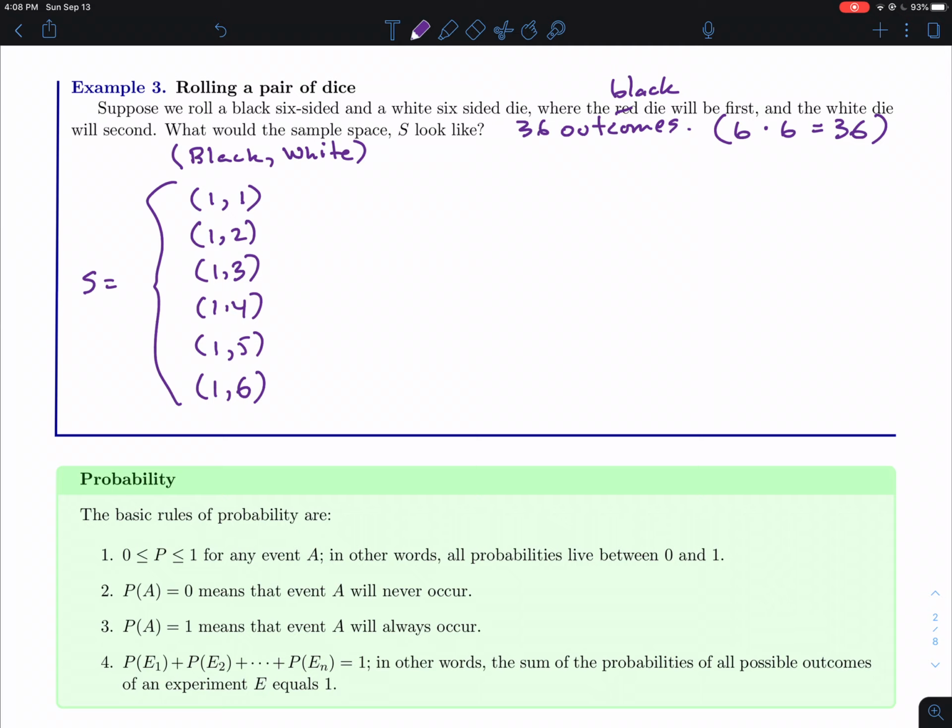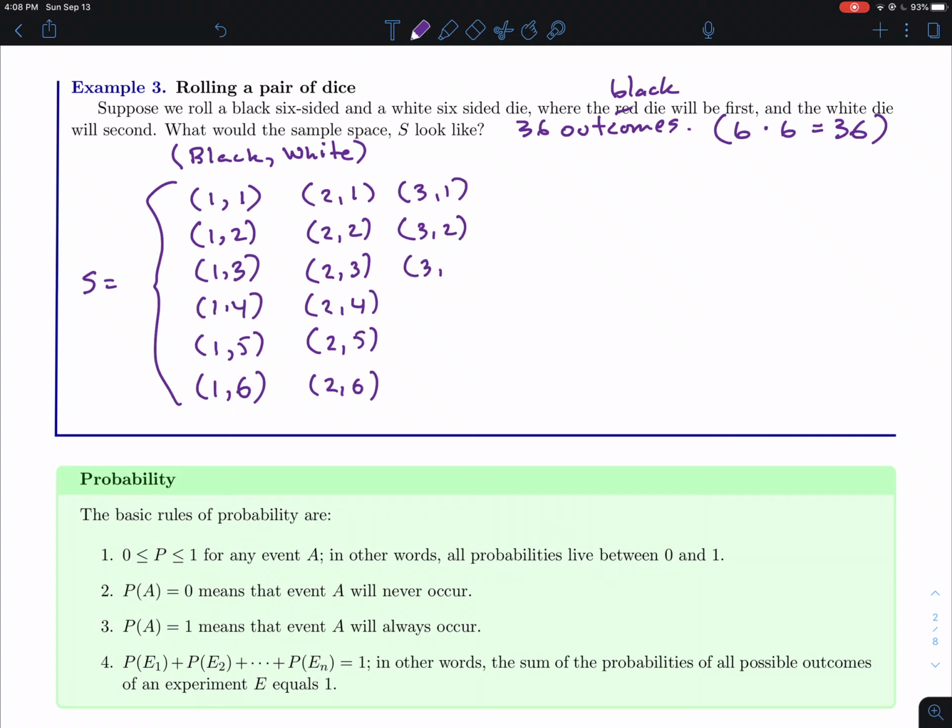So now start over again and start with the black die number 2. And then again, just cycle through all the different possibilities. And that takes care of all the different possibilities for black die 2. And then just keep doing this over and over for black 3, black 4, black 5, and black 6. So I'll just start writing them down, so we don't bore you to tears here.